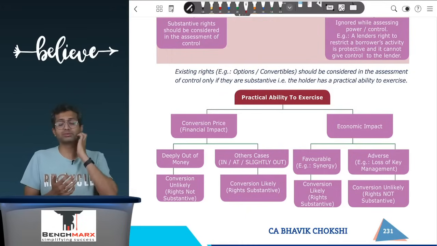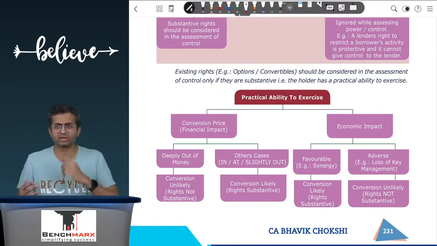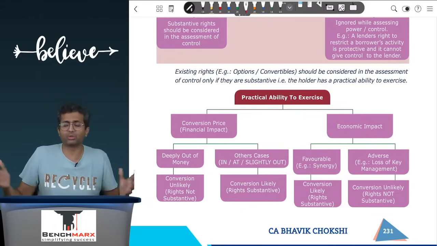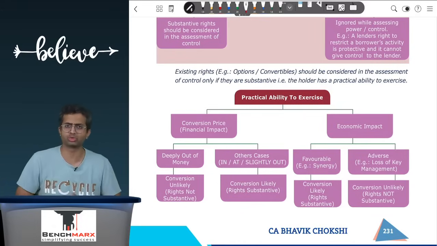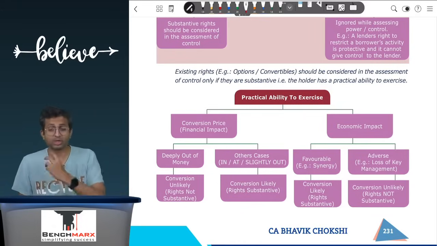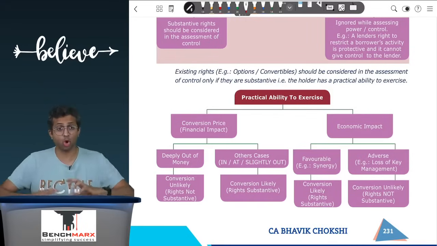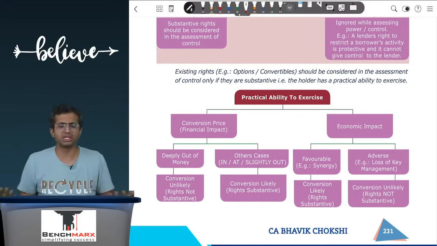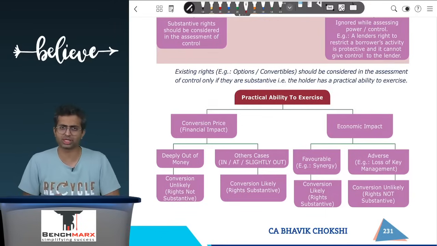On the other hand, if the economic impact is adverse, like the key management team, which is very crucial to the entity, will leave if I end up converting, then if I want that team to stay, the rights that I hold are actually not substantive because they don't give me a practical ability to exercise. Or if the market price is very low and the exercise price is very high, again it is unlikely that I would exercise in such a case.